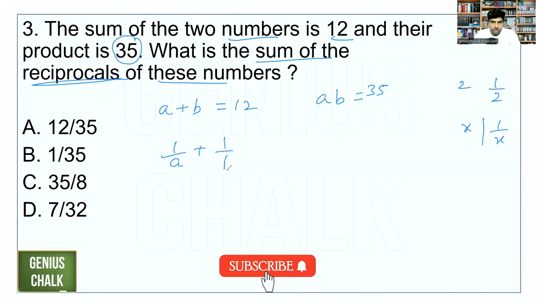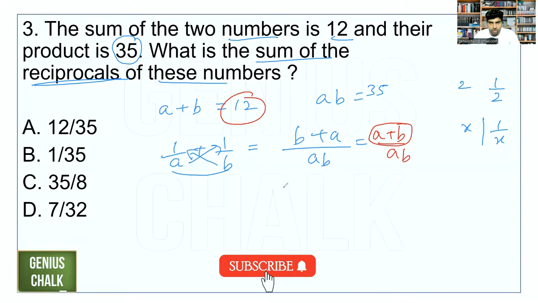So 1 by a plus 1 by b. What is the answer? You take the LCM, a into b. This b will go up, and a will come here. So this is b plus a over ab. I can write it as a plus b divided by ab. What is a plus b? Already given as 12. What is ab? ab is 35. So this is the answer, option A.